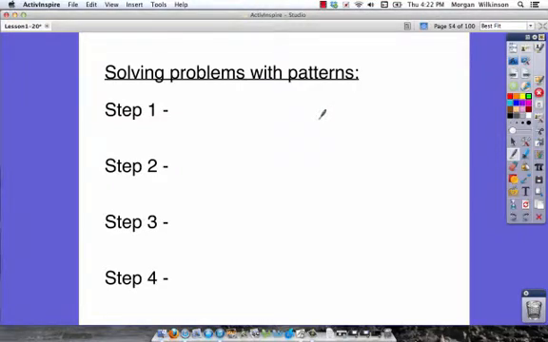There's a 4-step process that we can use to solve problems with patterns, and this is listed in your textbook on page 53. The first one is going to be to read the problem and identify the pattern. So read the problem and identify the pattern. If you need to pause it as we go, please do. This should be in your notes when we check them tomorrow in class.